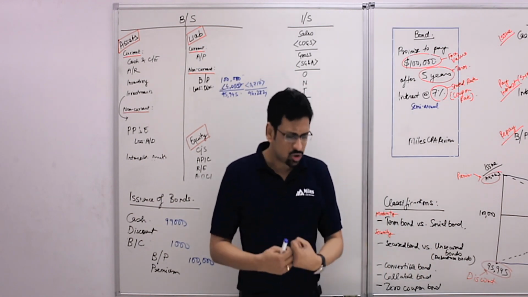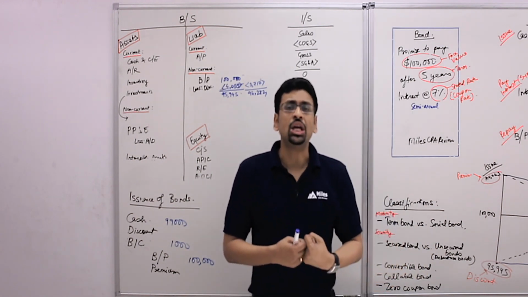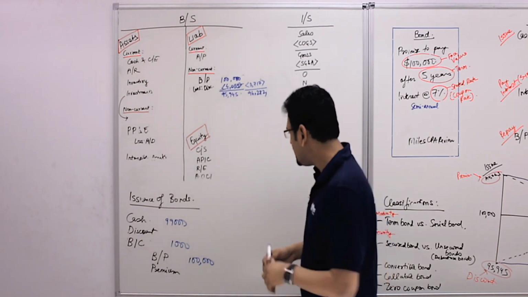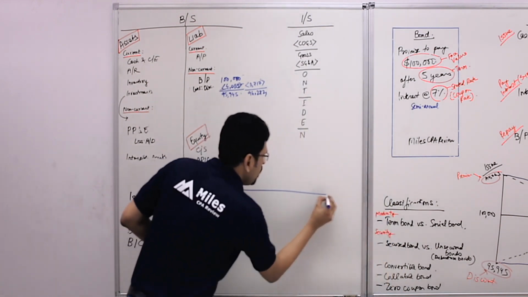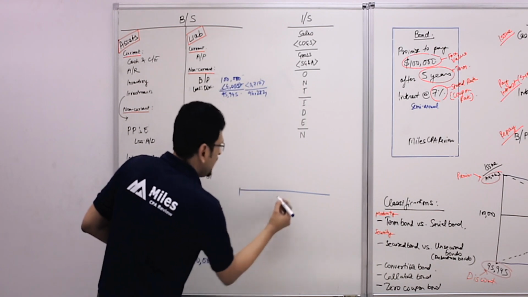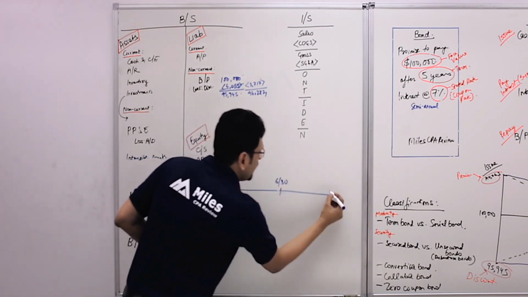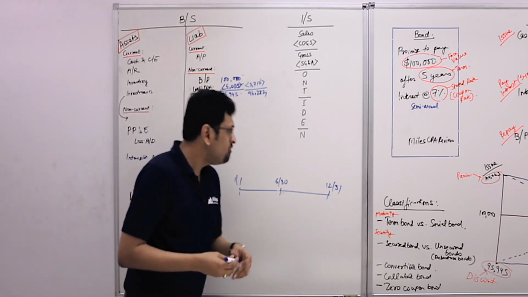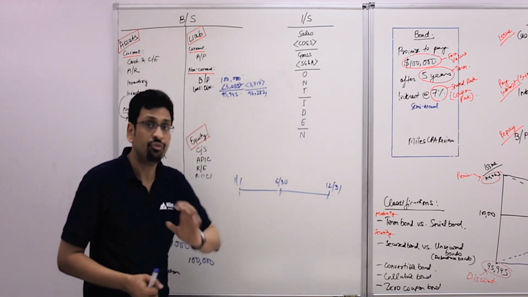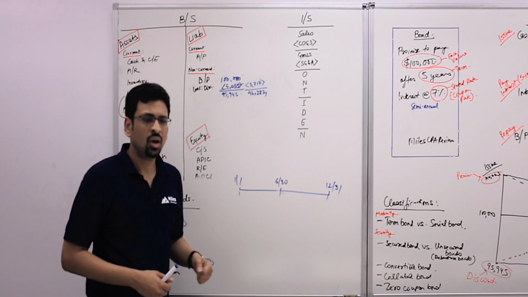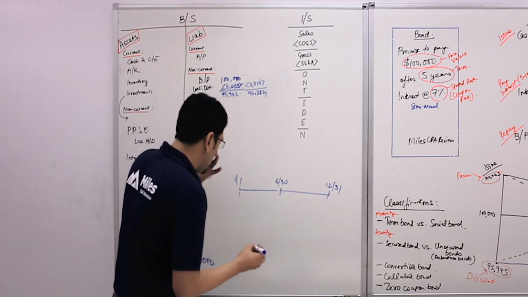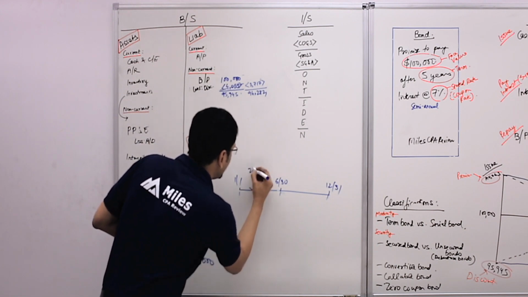Now, there might also be times when you are issuing bonds between interest payment dates. Let us say we have a bond which is paying interest on 30th June and 31st December. Now, ideally, we should have issued the bonds on 1st January to the investors. But some of the bonds, what we did was we issued, let's say, on 28th February.